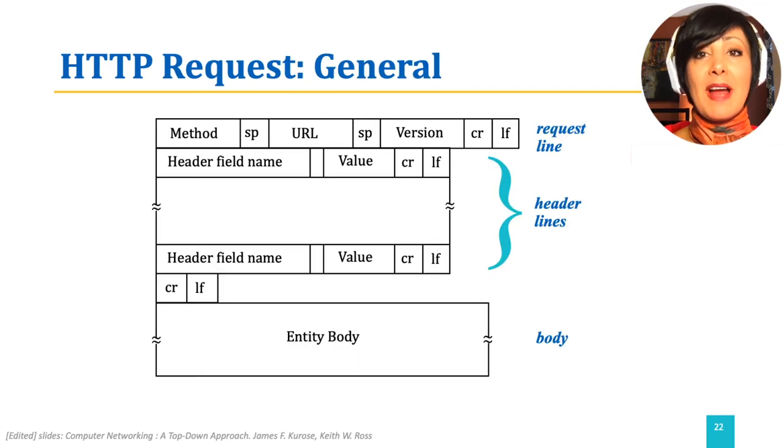The general format of an HTTP request is as shown in this figure. Request line with method, URL, version separated by space, and followed by carriage return and line feed. Then the header lines, each with header field name, value of that field, and carriage return and line feed. Then the entity body, which could be empty, as in method GET, or have contents, as in method POST.